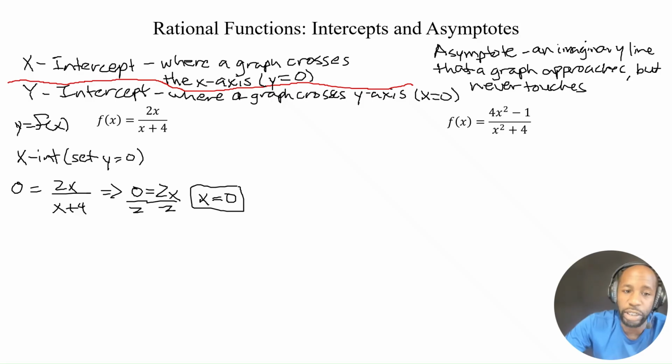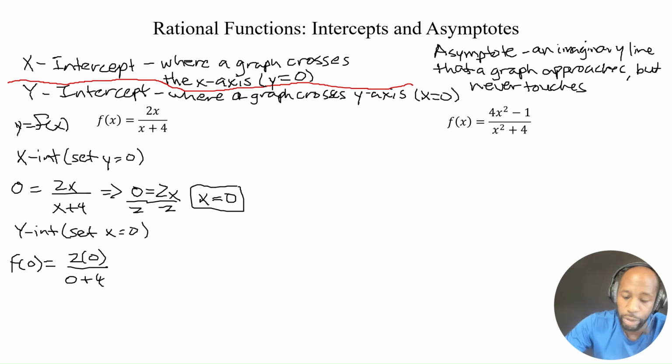What about the y-intercept? That means we set x equal to 0. So that's really f of x when x is equal to 0. So f of 0 equals 2 times 0 over 0 plus 4. And that just ends up being 0 over 4, which means y equals 0, or f of 0, however you want to say it.